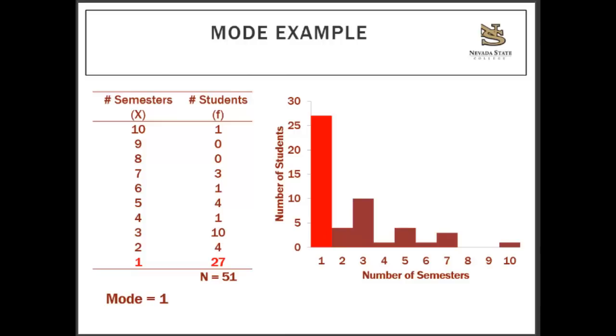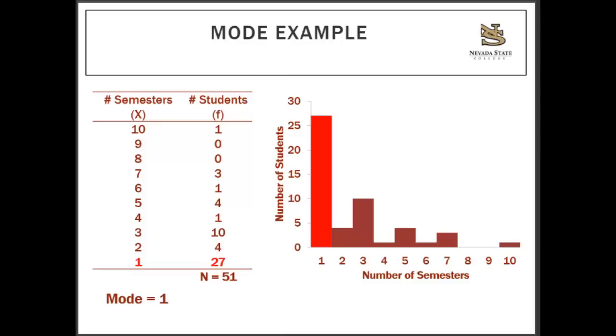Well, in this case, we have a pretty clear winner for what is the mode. 27 is the highest frequency above all other frequencies, and that corresponds to a number of semesters or a score of 1, so the mode is 1. If you plot this out in a frequency distribution graph, you can see that the bar corresponding to one semester is far taller than all the rest. We know that is our mode.